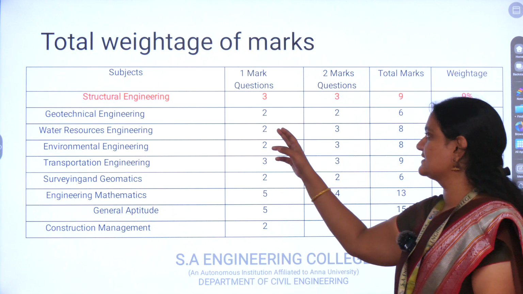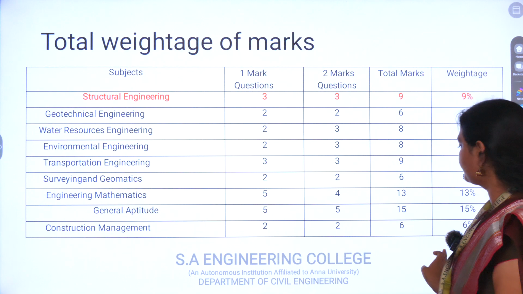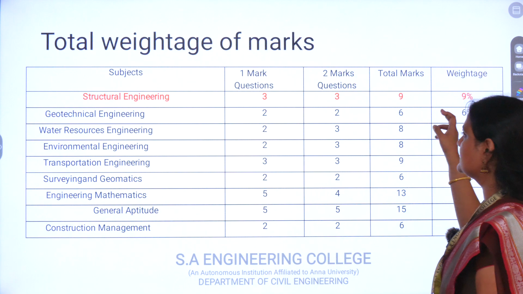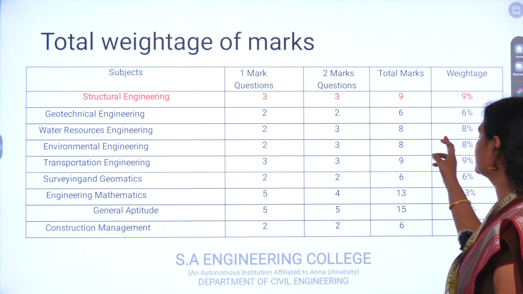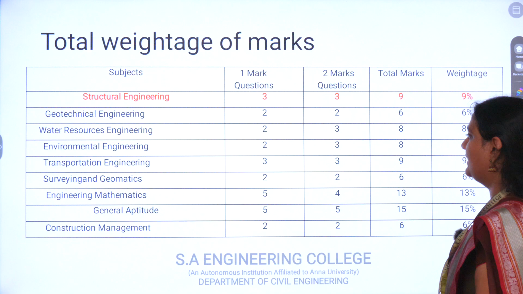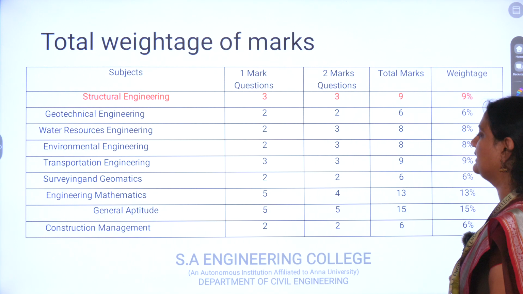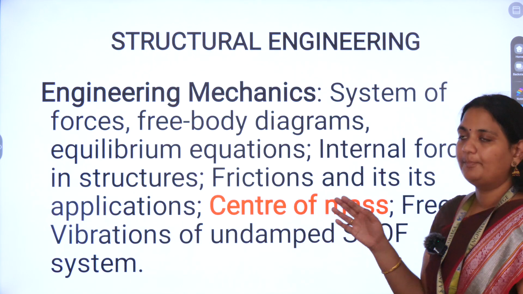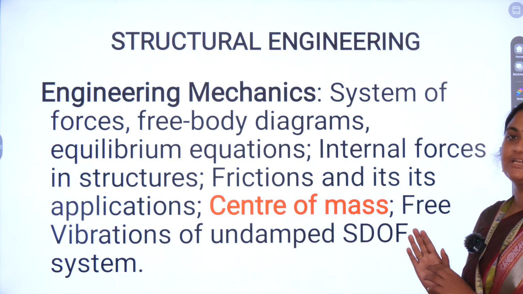In the structural engineering discipline, the total weightage of our syllabus is 9%. There are other branches like geotechnical engineering and soil mechanics at 6%, water resources 8%, environmental engineering 8%, transportation engineering 9%, geomatics and surveying 6%, engineering mathematics, as already mentioned, 13%, aptitude 15%, and construction management 6%. Now the topic that I am going to cover is from the structural engineering discipline under the subdivision engineering mechanics.